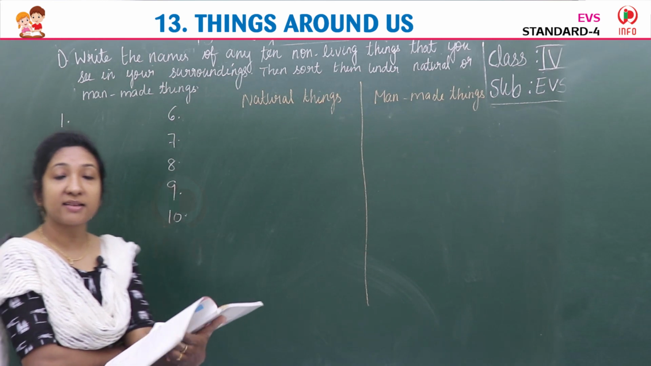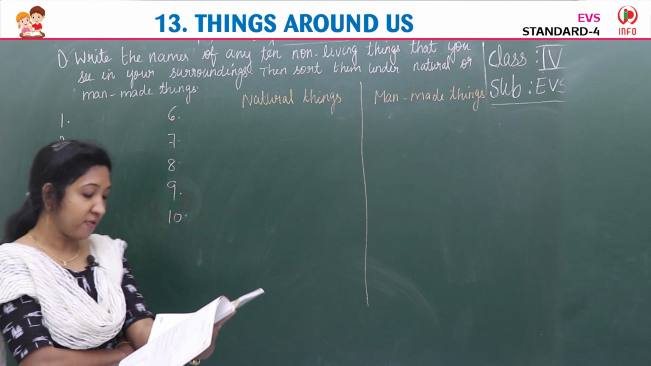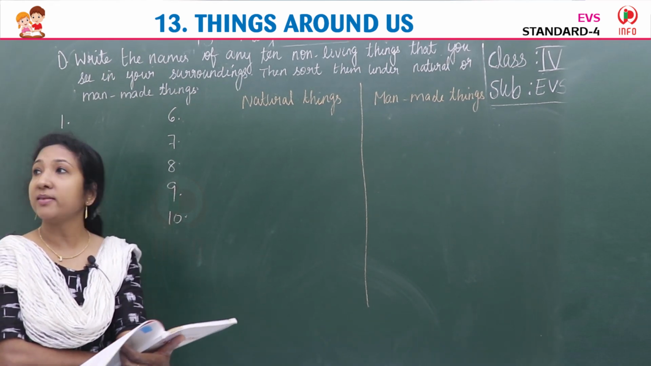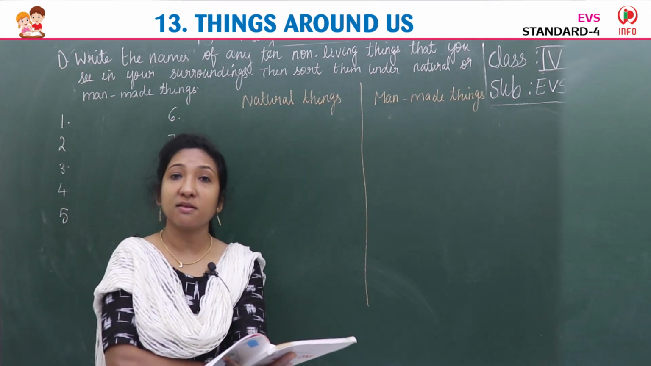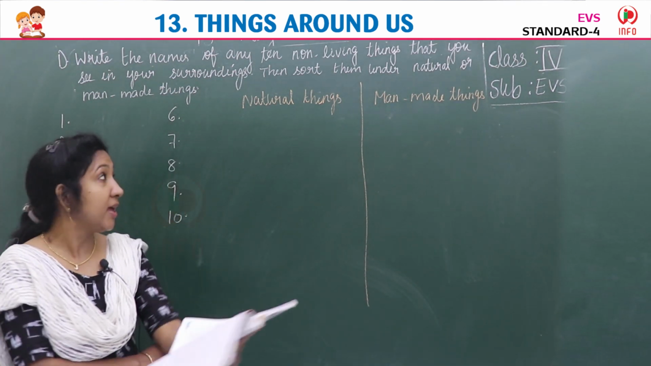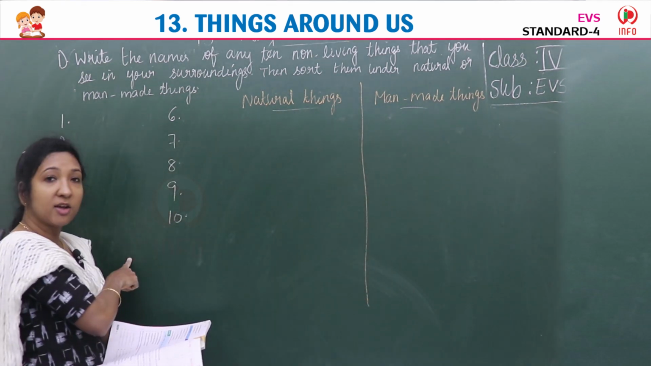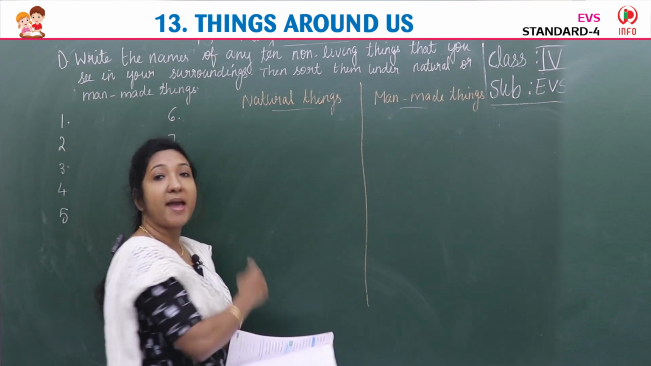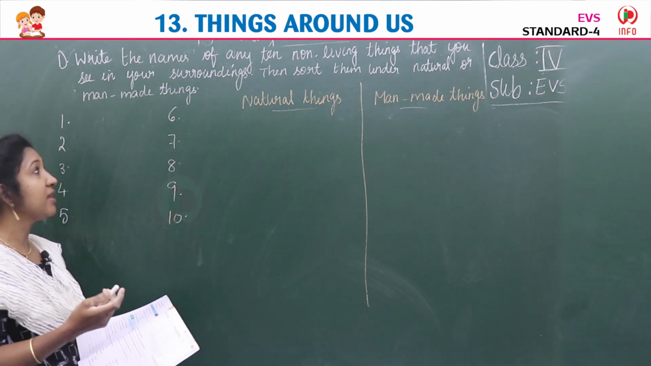So children, the next exercise D in the textbook is: write the names of any 10 non-living things that you see in your surroundings. From your surroundings you have to write the names of any 10 non-living things, then sort them under natural and man-made things. After writing the names of 10 non-living things, you have to separate them into natural and man-made things. So tell me children, any 10 non-living things in your surroundings.